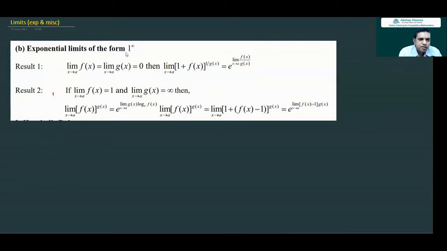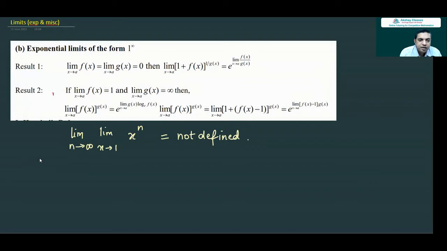So, 1 power infinity is an indeterminate form because look at this limit: n tends to infinity and x tends to 1, x power n. Now this limit is actually not defined, it doesn't exist.